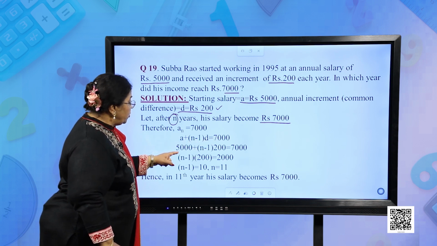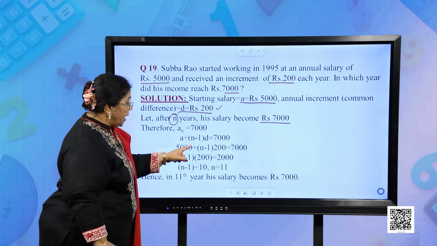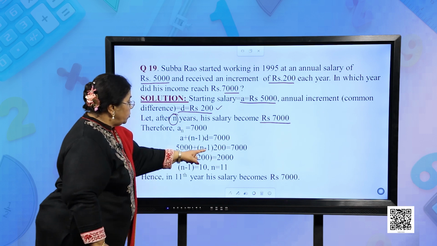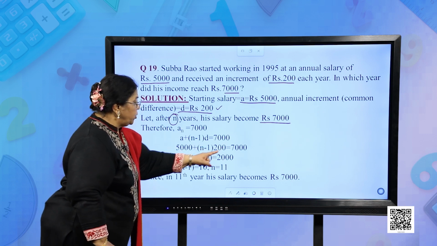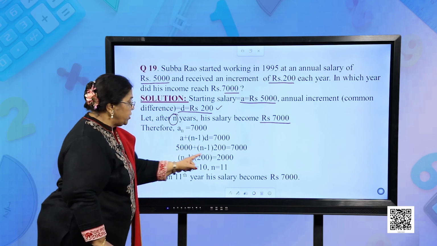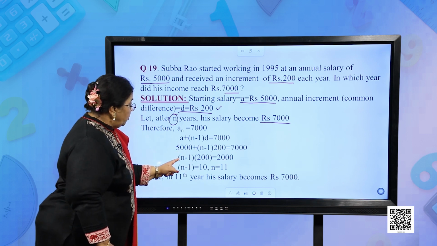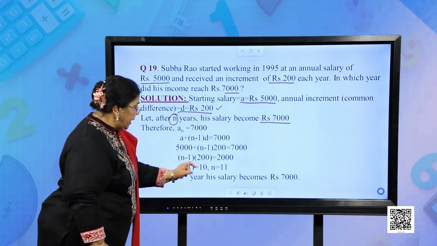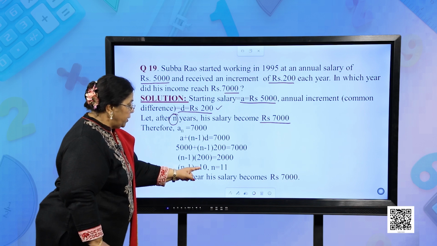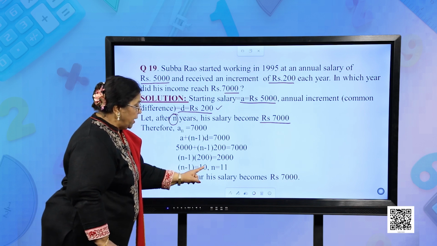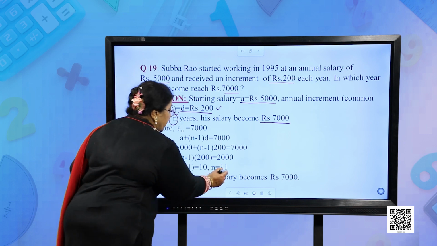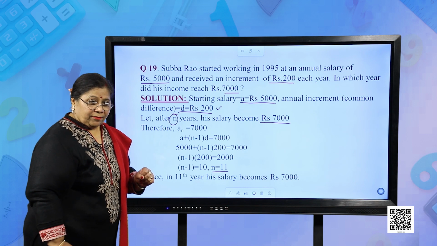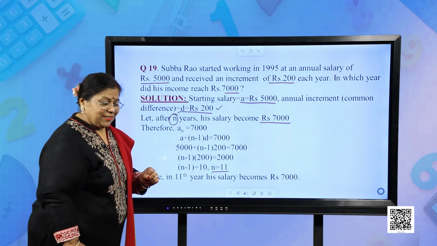We have nth term as a plus n minus 1 into d is equal to 7,000. On substituting the values, 5,000 plus n minus 1 into 200 is equal to 7,000. So, n minus 1 into 200 is equal to 7,000 minus 5,000 gives me 2,000. Now, n minus 1 is equal to 2,000 divided by 200 gives me 10. So, n minus 1 is equal to 10, that gives me n is equal to 10 plus 1 is 11. That means, after 11 years his salary will become 7,000. Did you understand? Yes? Okay.